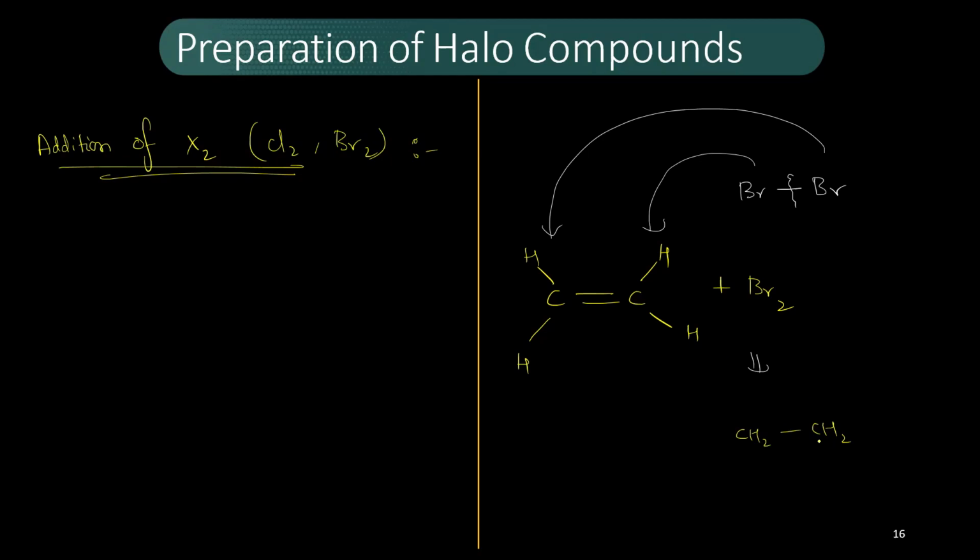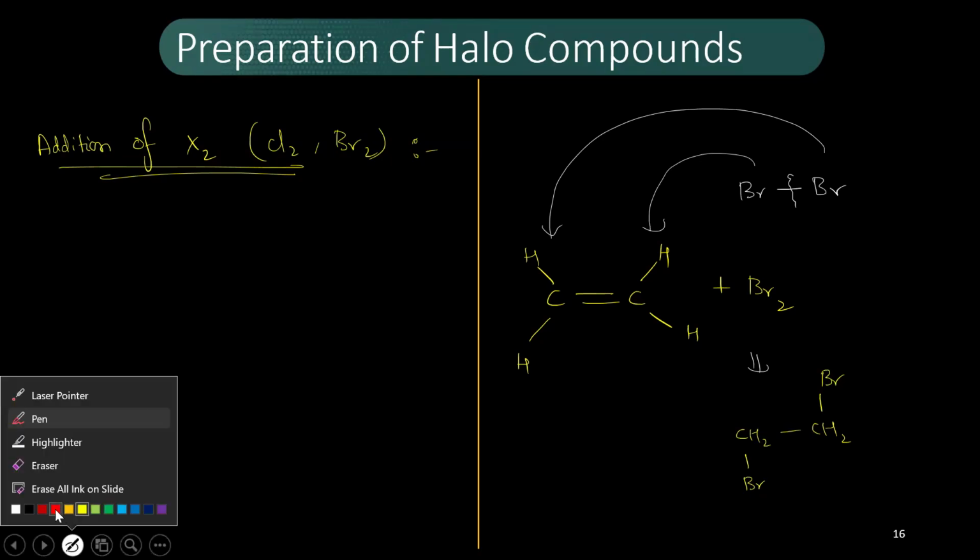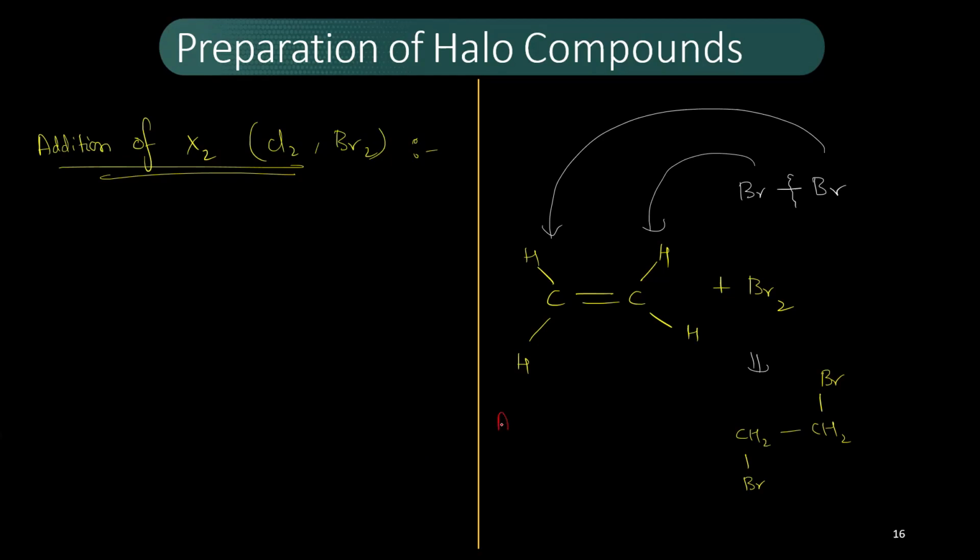But how will the bromine attach? On the same side or a different side? It will attach on the different or opposite side. So remember this: this mechanism we call the anti-addition mechanism. What this mechanism says is, in a chemical reaction where two substituents are added to the opposite faces of the double bond, or opposite sides of a double bond, that reaction is called an anti-addition reaction.